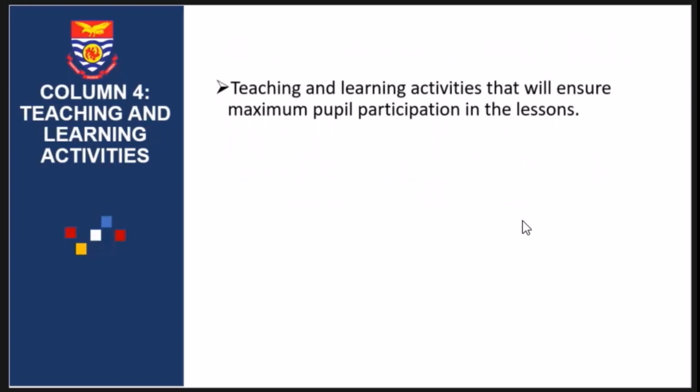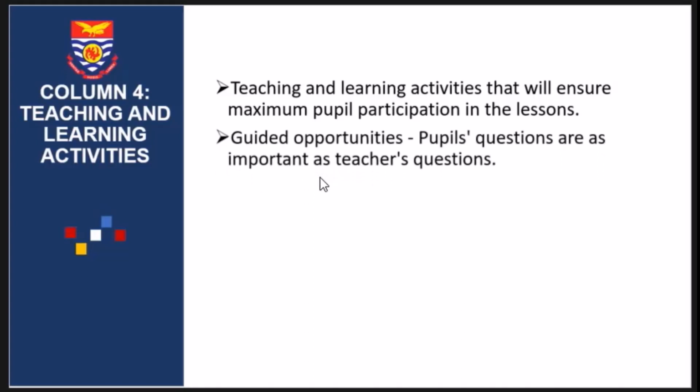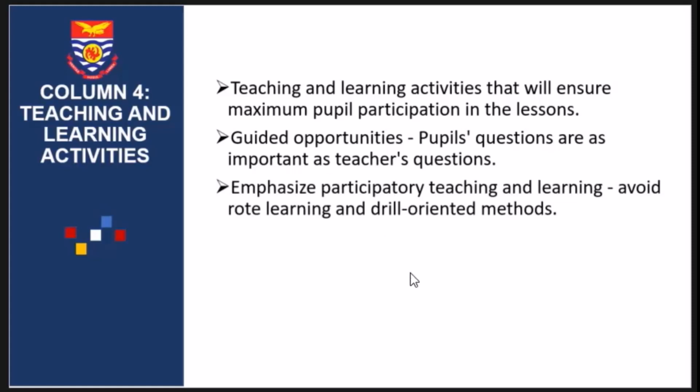Column 4 talks about teaching and learning activities, and that is the teaching and learning activities that will ensure maximum pupil participation in the lessons. So you need to use a teaching strategy. So column 4 talks about those teaching strategies or activities that you should follow, step-by-step activities. So guided opportunities, pupils' questions are as important as teachers' questions. So you create the environment for your pupils to be able to ask questions, as well as you asking them questions to ensure effective teaching.